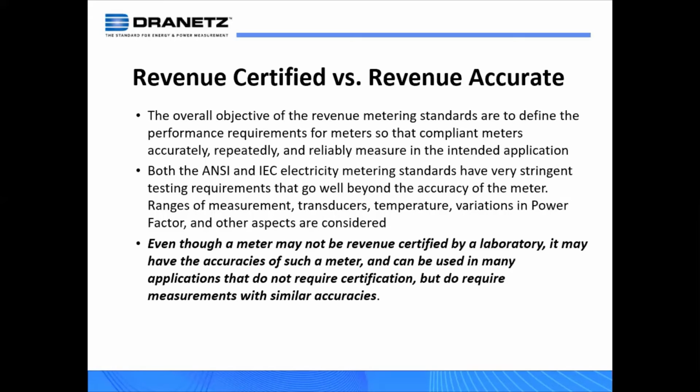There are certain applications in which it's a requirement. There are certain laws which say that you have to be revenue certified. But if you're comparing apples to apples, accuracies to accuracies, because they both are compliant with ANSI and IEC, just because I have a meter that may not be revenue certified, if the application where I'm going to use it does not require revenue certification, I can certainly use that device for revenue metering. So that's the story behind that.